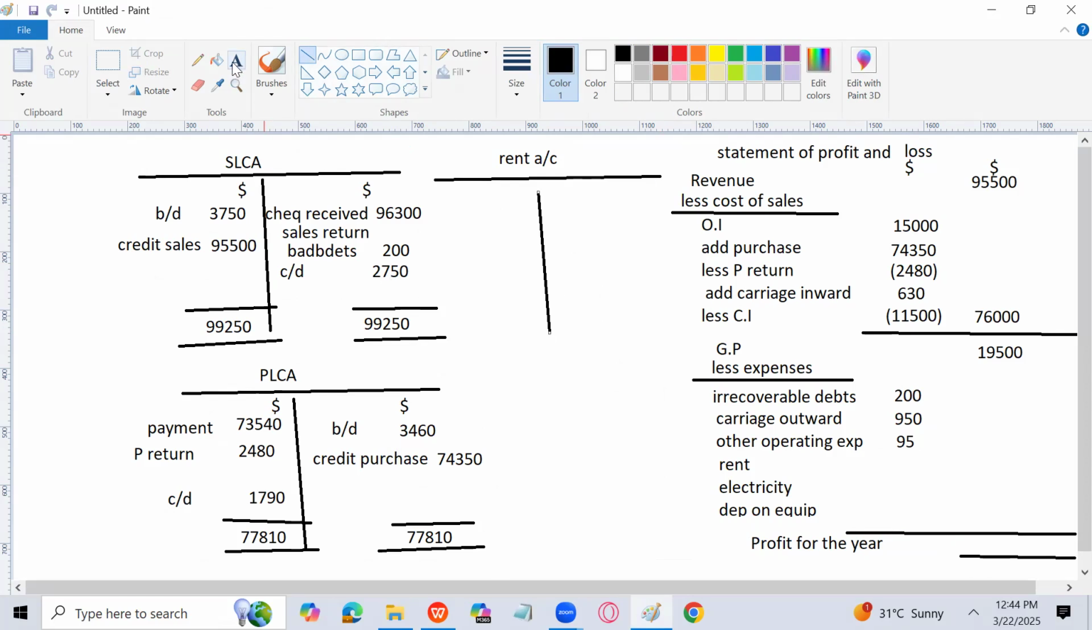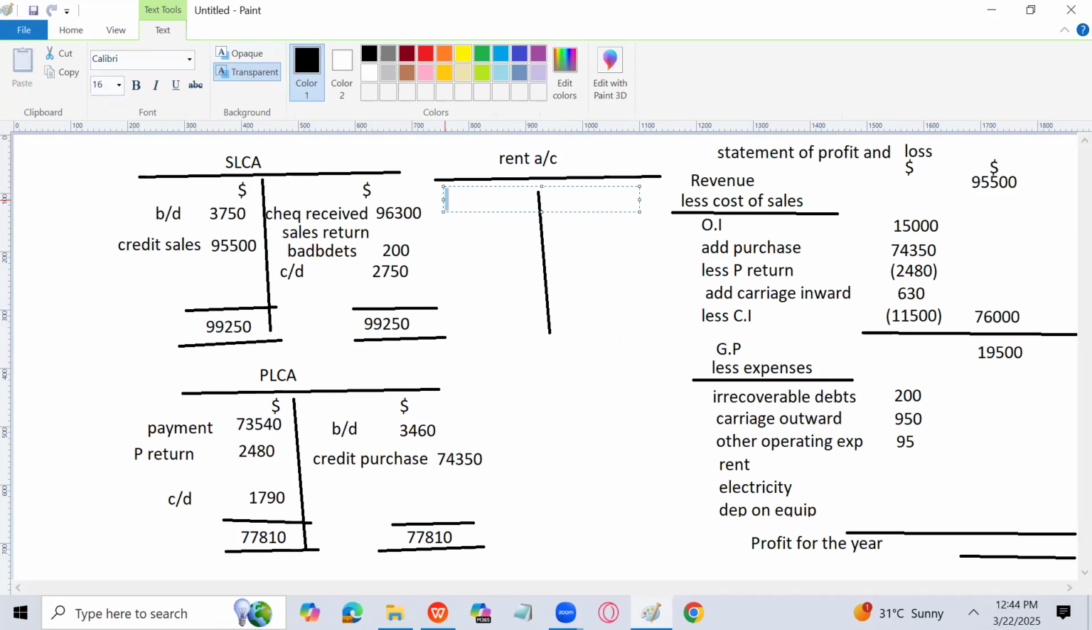There is a format of the expense account, and I am writing it down. Here I will write prepaid brought down. On the credit side I will write accrued or owing brought down. Here comes prepaid carried down. Here comes accrued carried down, and here I am going to write the bank figure, whatever the expense has been paid, and the difference is going to be the profit and loss figure. Now let's discuss that.